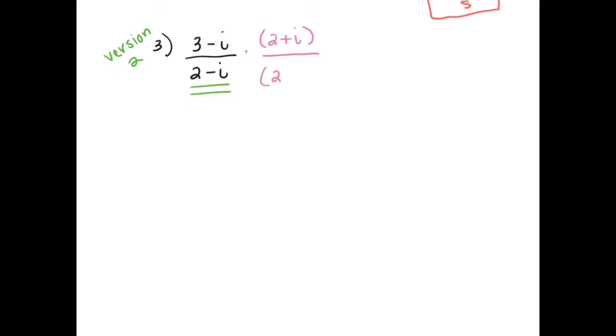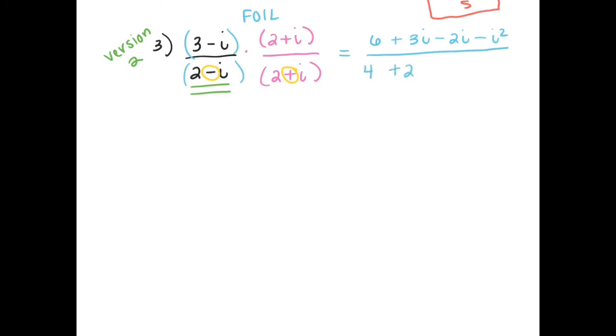Those are called complex conjugates. So one has to be positive, one has to be negative. Okay? That is going to be very, very important. So now that we have 2 sets of binomials, we are going to FOIL a lot. When you go to FOIL this, it's very easy to try to do a whole lot at one time. Resist the urge. Just FOIL first. So when I FOIL the top, I'm going to have 6 plus 3i minus 2i minus i squared. Leave it. Resist. Then FOIL the bottom: 4 plus 2i minus 2i minus i squared.